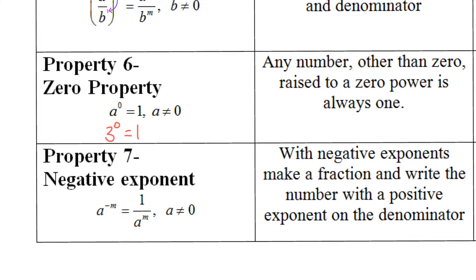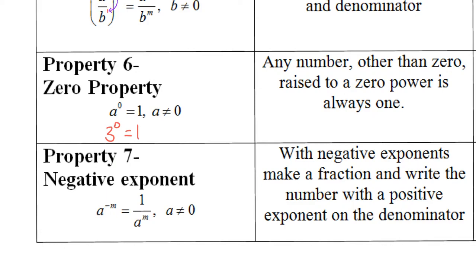And the last property, property number 7, negative exponents. You guys will start having negative exponents. If we have negative exponents, you are going to make a fraction and write the number with the positive exponent on the denominator. If the denominator is the one with the negative exponent, I'm going to show you guys what to do to get rid of the negative exponent.